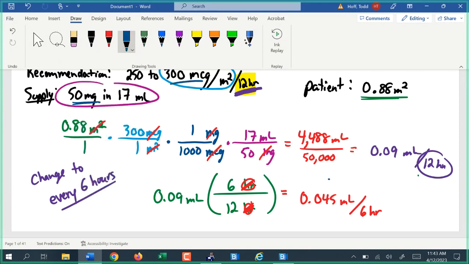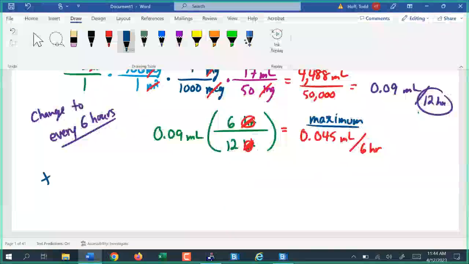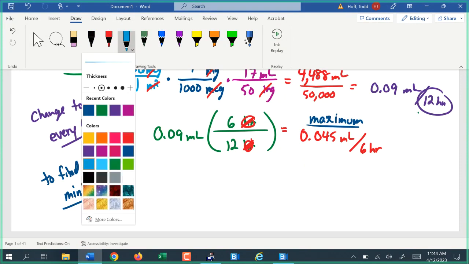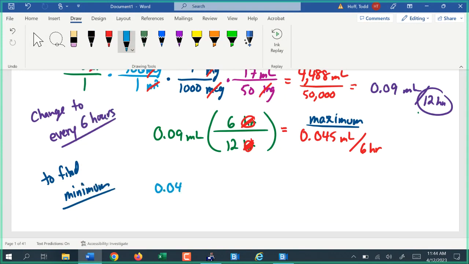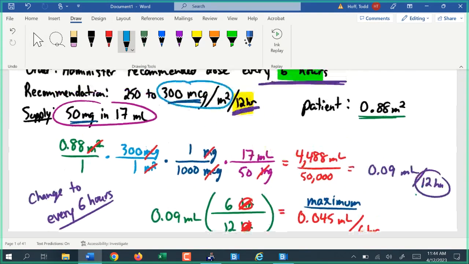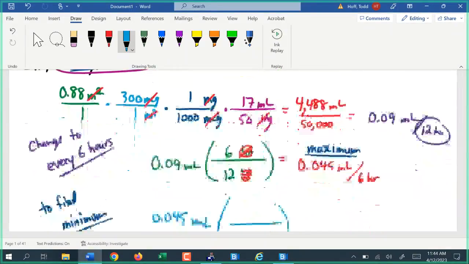Remember, this was calculated off of the maximum recommended amount, so this is the maximum recommended dosage every 6 hours. To find the minimum, we do another titration. So we start with the 0.045 milliliters, which is our max dose. That was calculated using the 300 micrograms per meter squared.